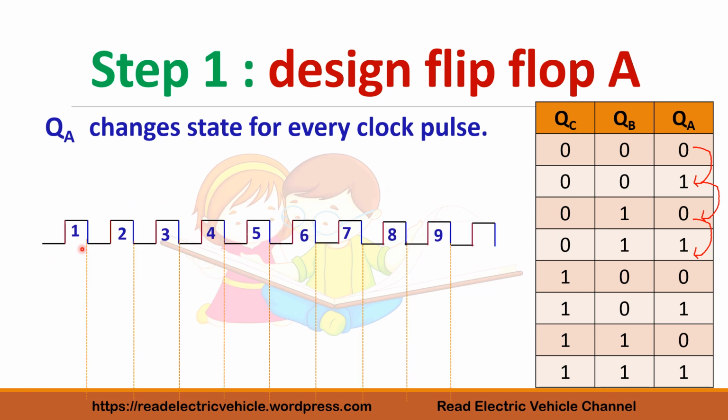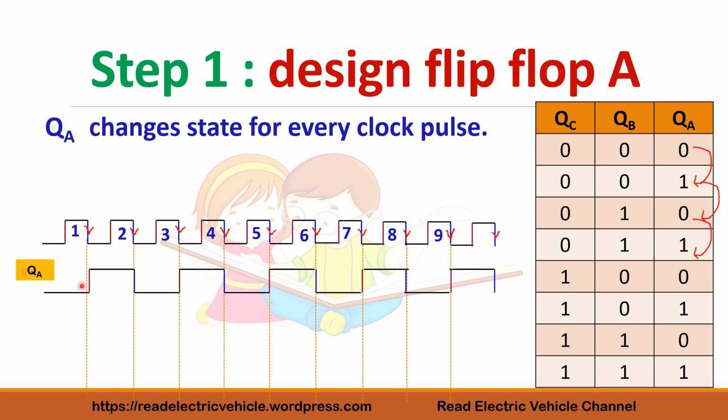So now this is the clock pulse. Okay, this is 1, 2, 3, 4, 5, 6, 7, 8, 9. So this is the clock pulse. I am taking the negative edge of the clock pulse, the negative edge or the falling edge of the clock pulse. So at this falling edge, the flip-flop will change its state.